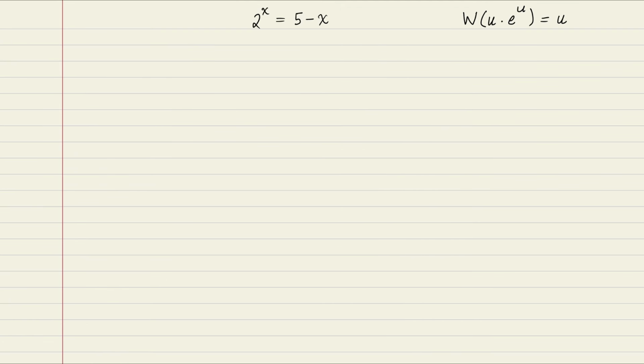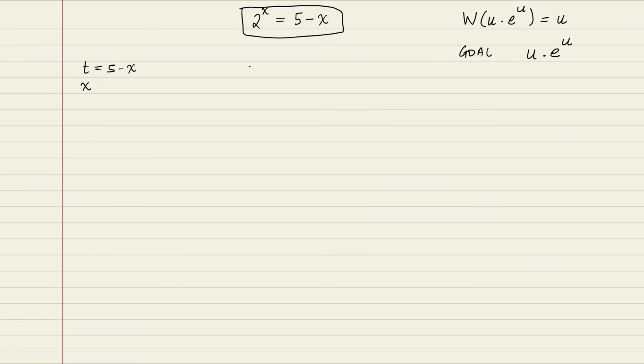So our goal is to write this equation in the form u multiplied by e to the power of u. Now, it's not necessary for us to actually have u. There are Greek letters that are associated with it, but I'm using u just for simplicity. I'm going to rewrite 5 minus x. I'm going to substitute it for something. So I'm going to say let t equal 5 minus x.